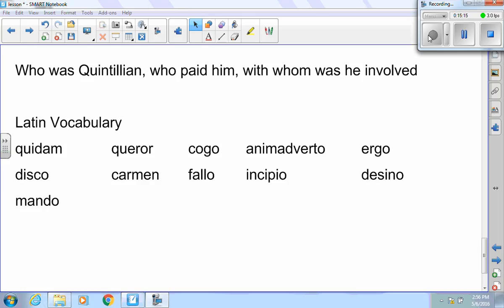Latin vocabulary. If you want to look these words up from the Latin vocabulary, they're scattered throughout your test. There's not an actual Latin vocabulary section like there normally is, but these are some of the words I felt you might want to look up to help you with your translating.